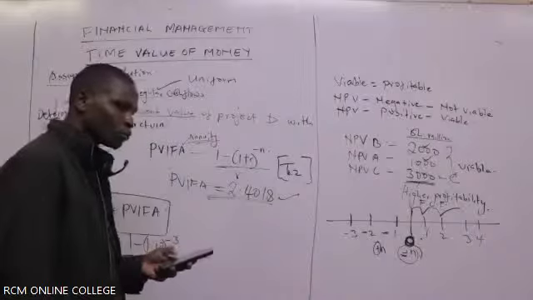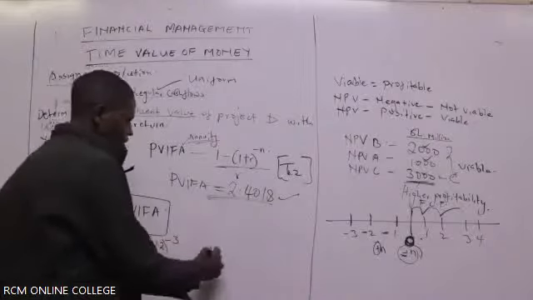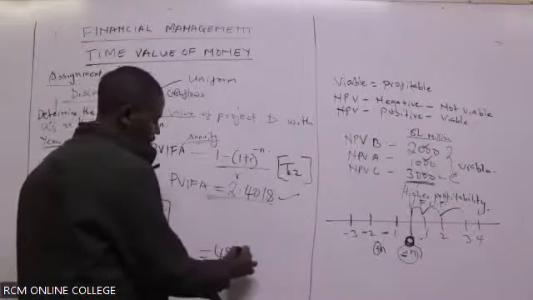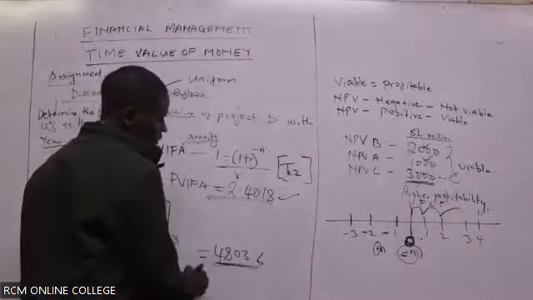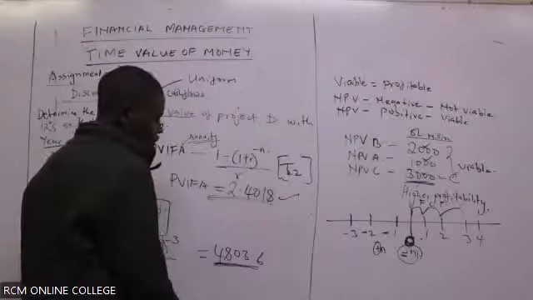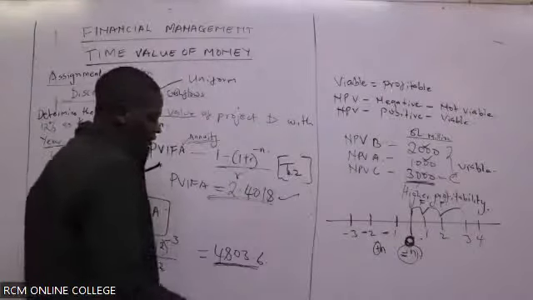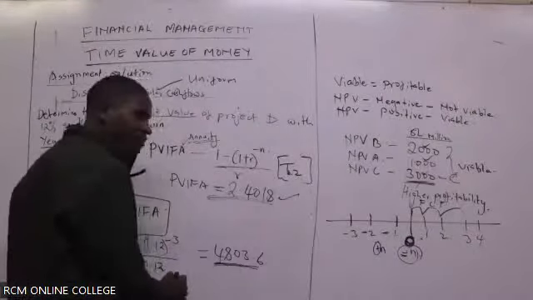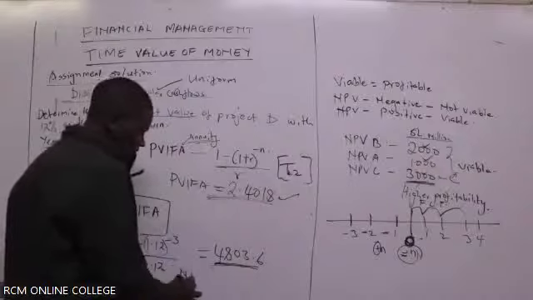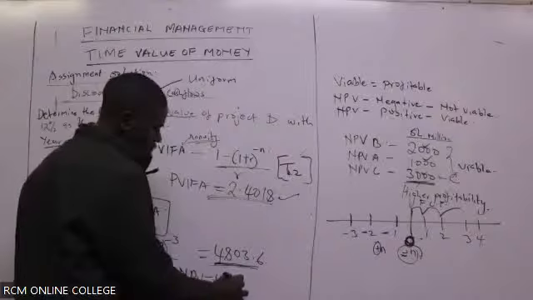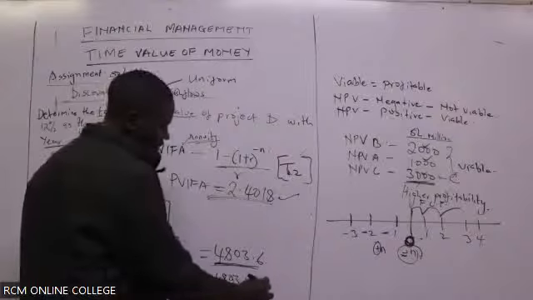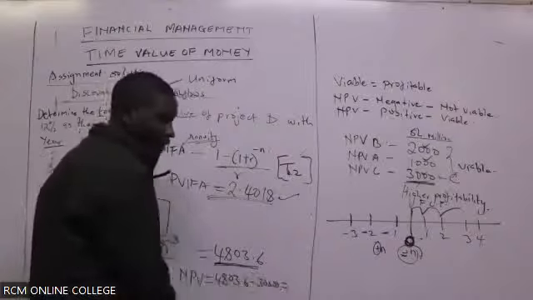Table number 2, 4803.6. So assume that still we had an initial outlay of 30,000. What would be the NPV? NPV will be 4803.6 minus 30,000. So how much will we get?